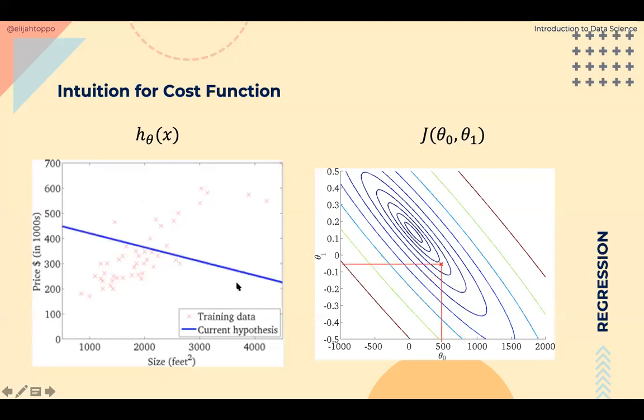As we move our theta 0, theta 1 to a different value, which is now closer to the circle, we can see that this line has also updated. And this line has now become better in terms of representing our data. Let me go to the next point.